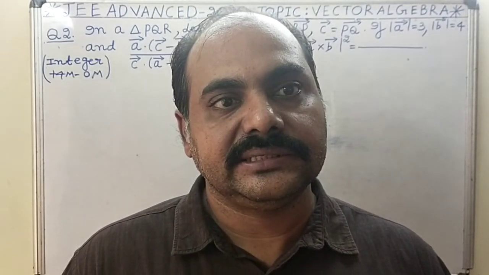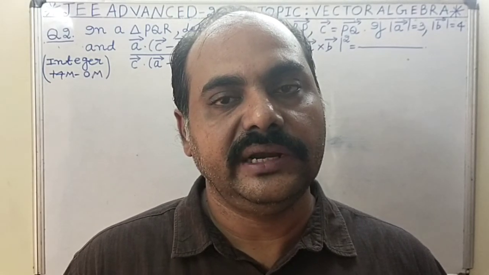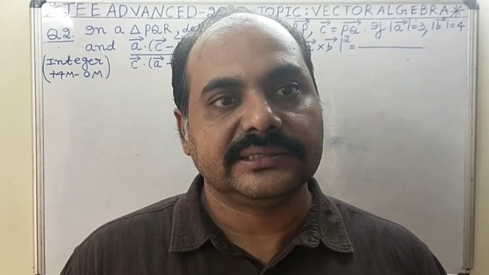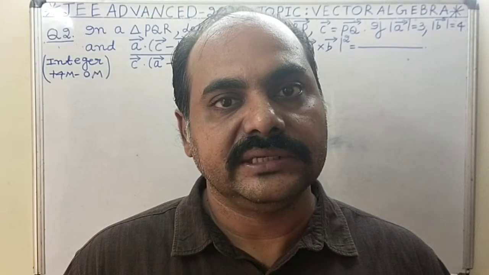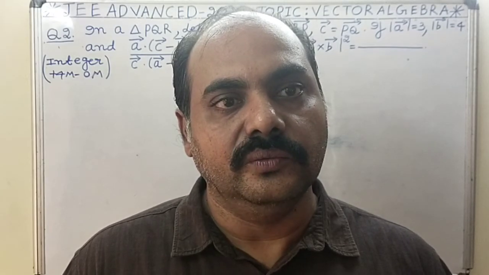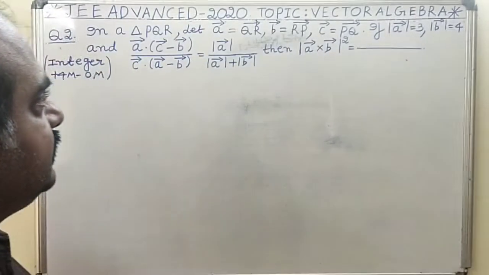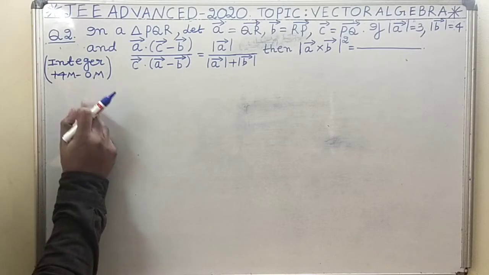In this series, I am discussing the Advanced 2020 maths question paper. I have already discussed vector algebra, question number 1. Today I am going to discuss question number 2 in this video. Look here. This is an integer answer type question, plus 4 marks and no negative marks.